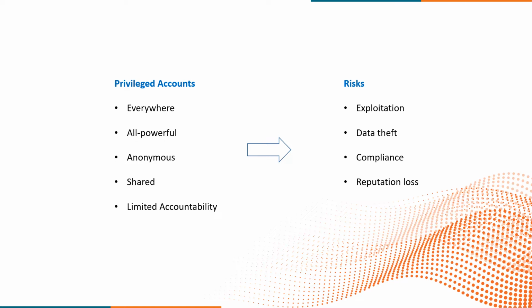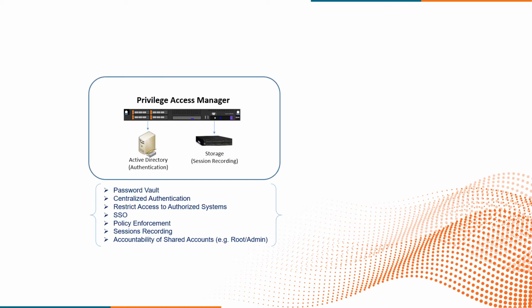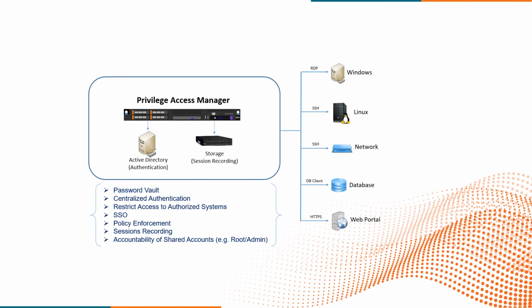So let's see how we can use a PAM solution to minimize or reduce this risk. A privileged access management solution is a gateway solution which sits between the end devices and the administrators, right? These administrators have to log into PAM first, and then they can access the devices. So this gateway acts as a single point of entry to the target devices.